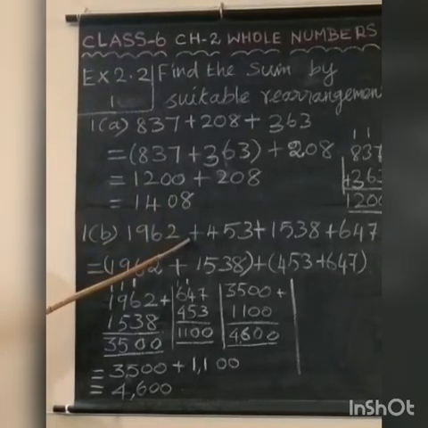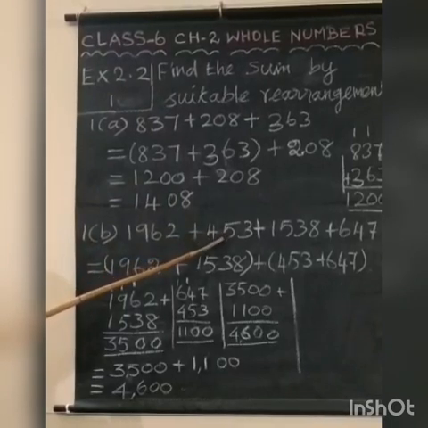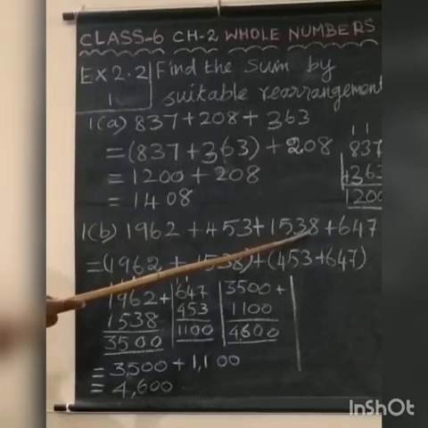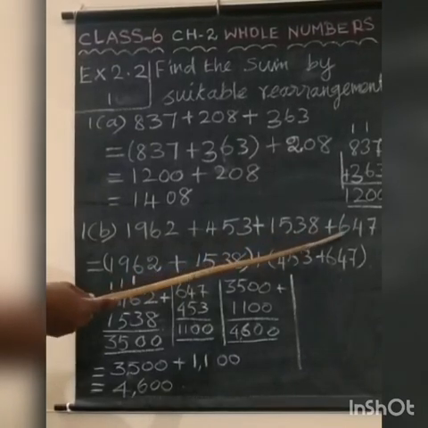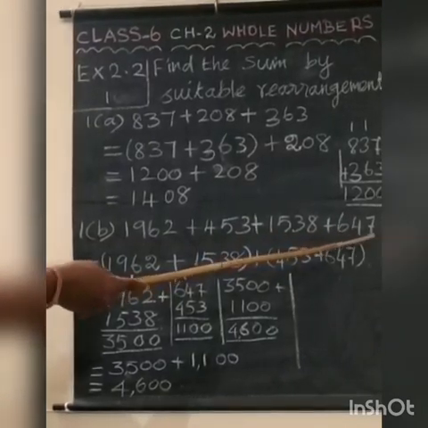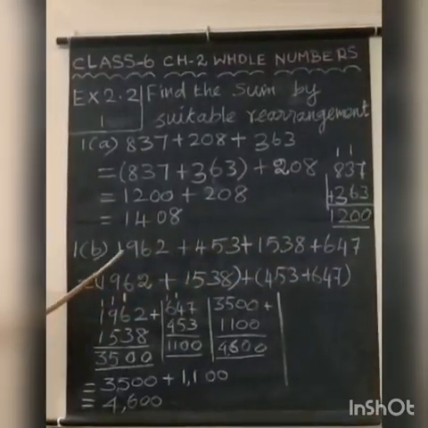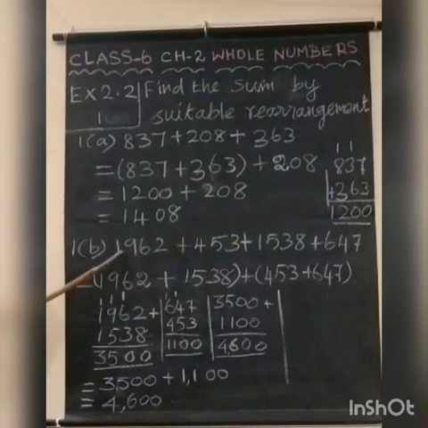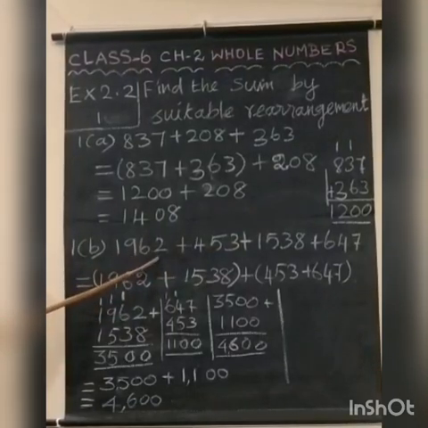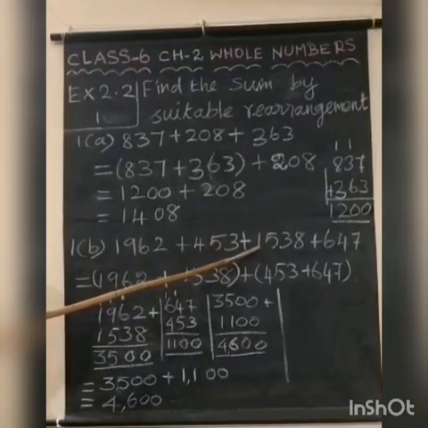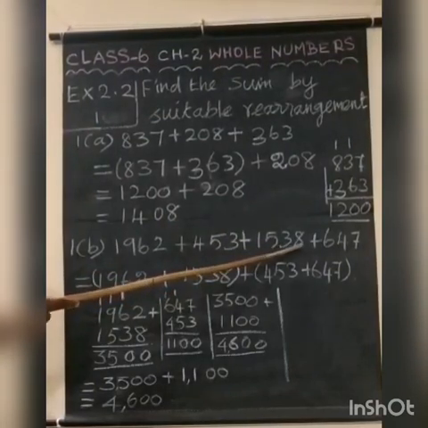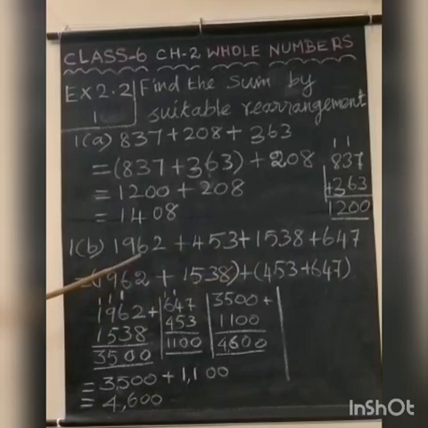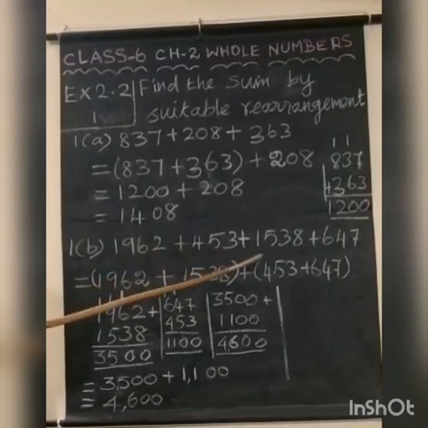1962 plus 453 plus 1538 plus 647. Here 4 numbers are given. First, 1962 and 1538. Here we are grouping because we get one's place is 0.